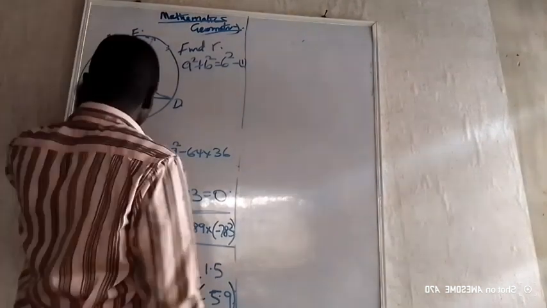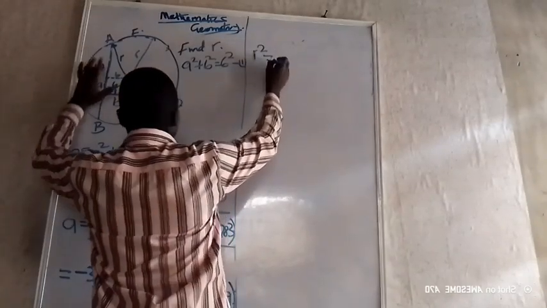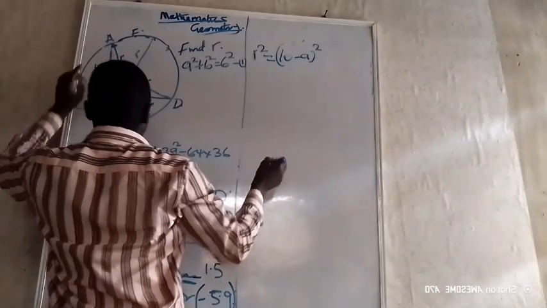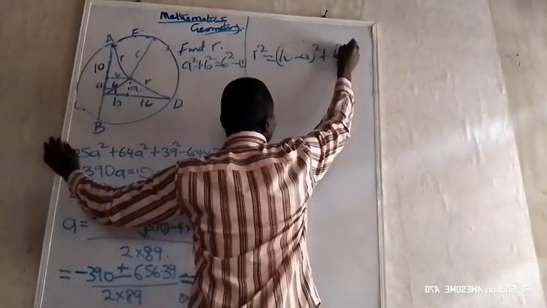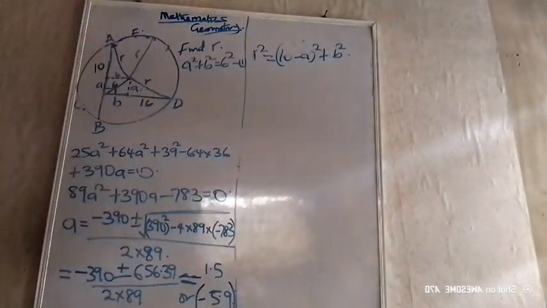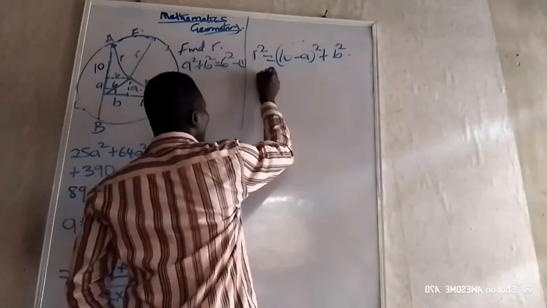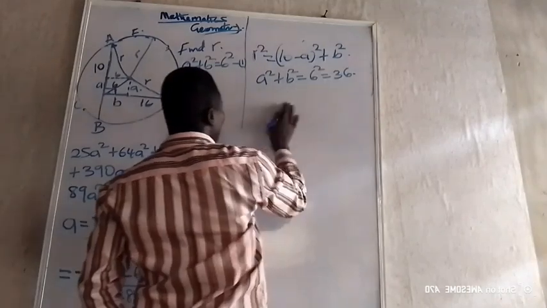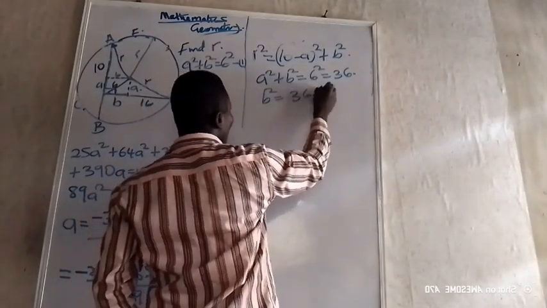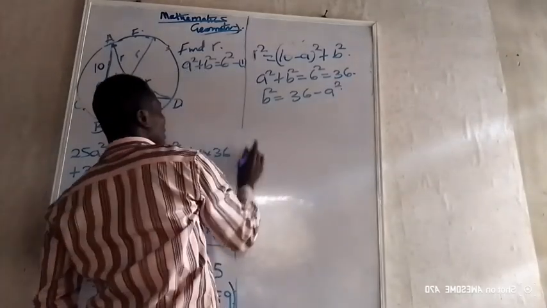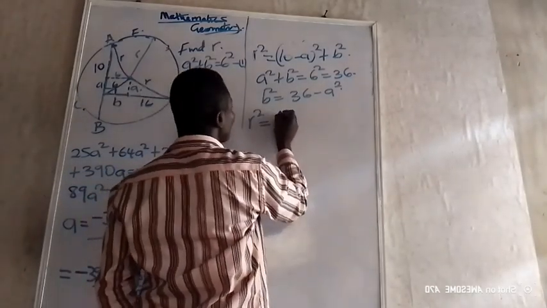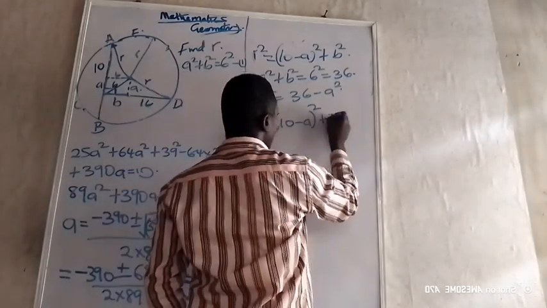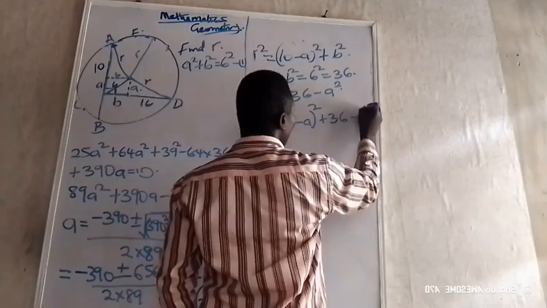Remember, we have an equation like this. R squared is equal to 10 minus a squared plus b squared. And you also remember that a squared plus b squared is equal to 6 squared, which is 36. So b squared will be equal to 36 minus a squared. Remember, so r squared will be equal to 10 minus a squared plus 36 minus a squared.